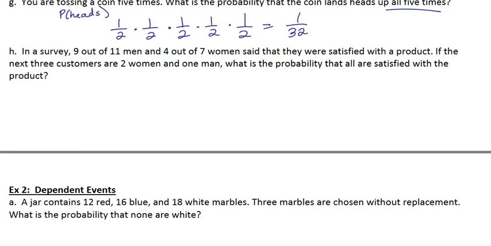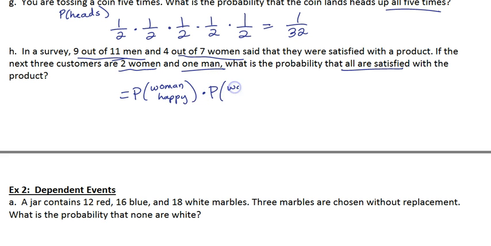Part H. In a survey, 9 out of 11 men and 4 out of 11 women said they were satisfied with a product. If the next 3 customers are 2 women and 1 man, what is the probability they are all satisfied? Okay, so this one's a little more complicated, so I'm going to go back to writing out the words. So what I want is I want a woman that's happy with the product, and I want a second woman that's happy, and then I want a man that's happy.